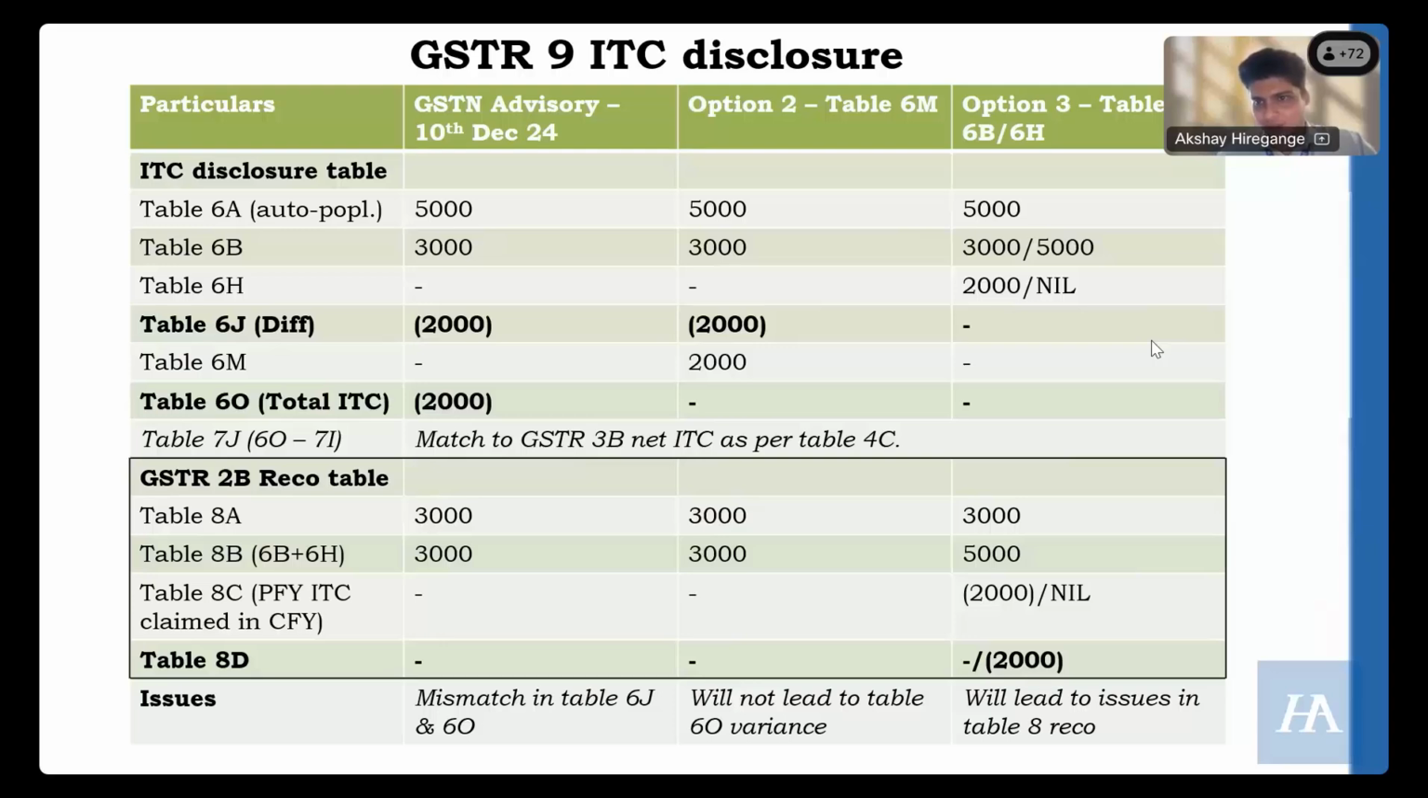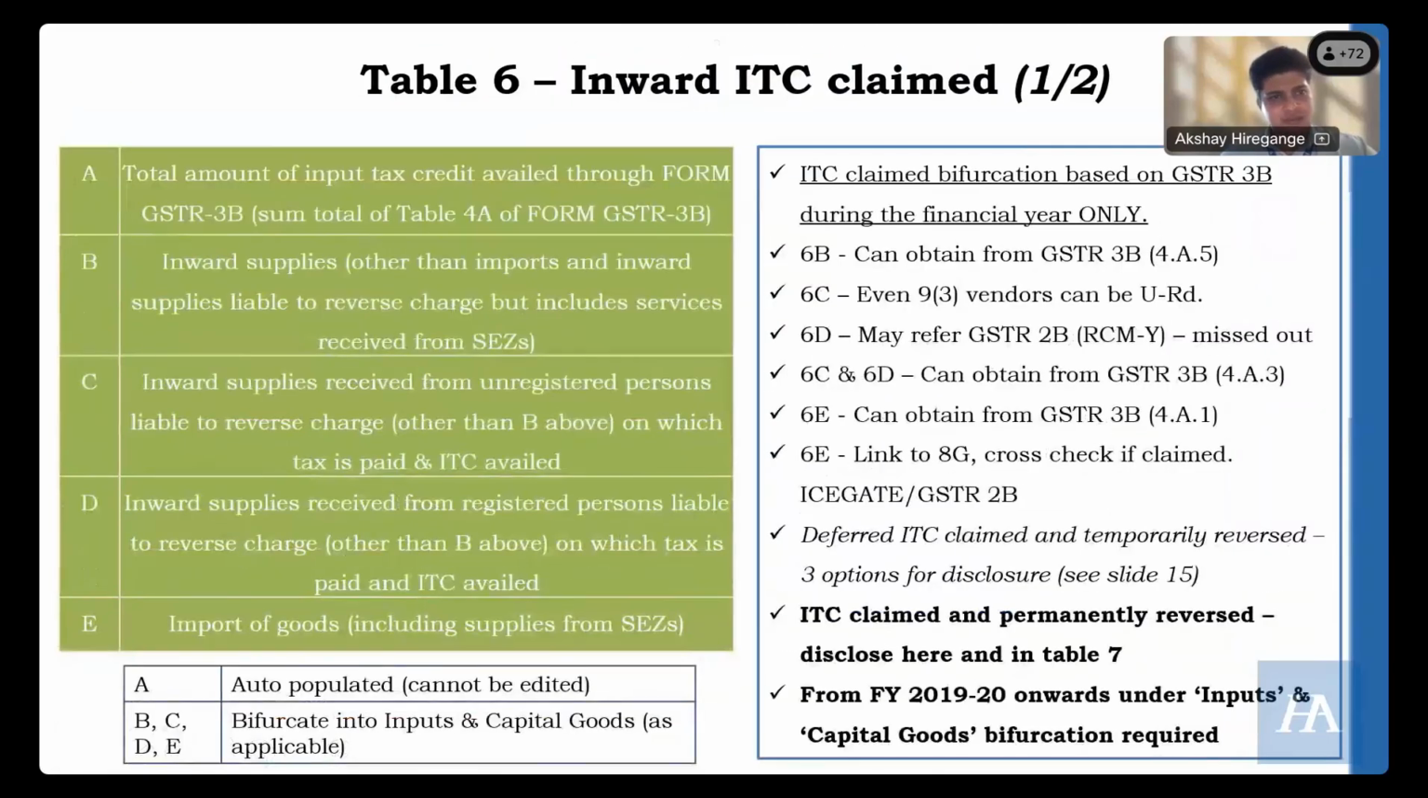We have wrongly reported RCM input in 4A5. Whether we should reconcile this because 8B is not matching with 8A. Presently what you can do in your GSTR 9, you can disclose it in the correct head. So you can move it from table 6B to table 6C or 6D. And once you make this move, there will not be a reconciliation issue in table 8.